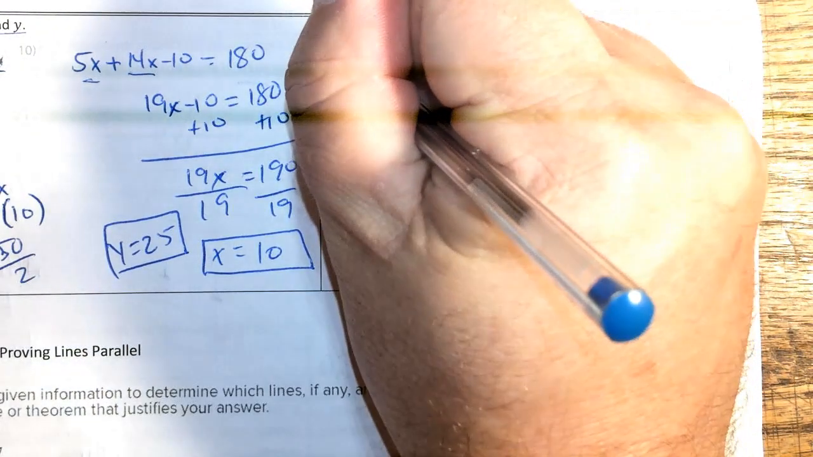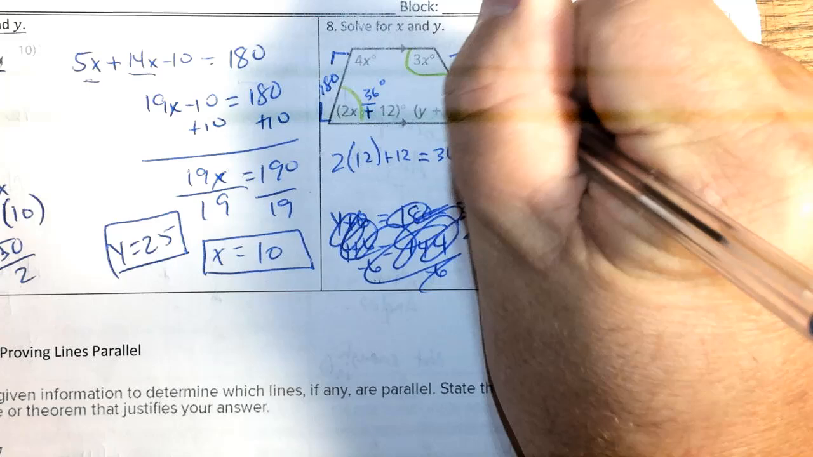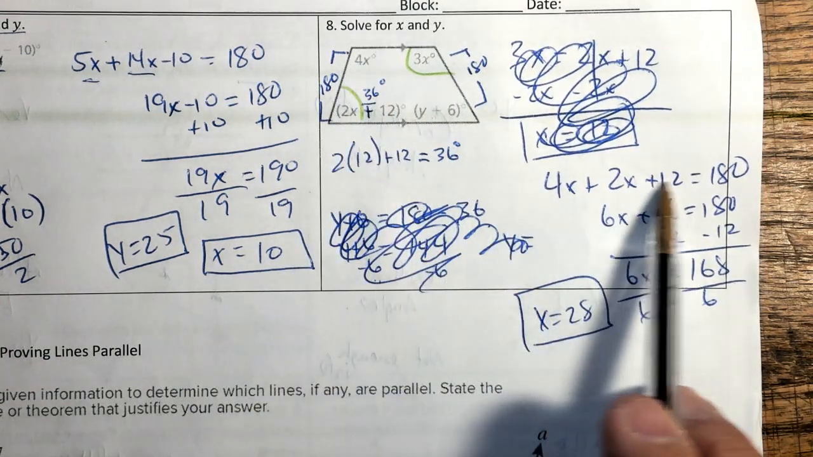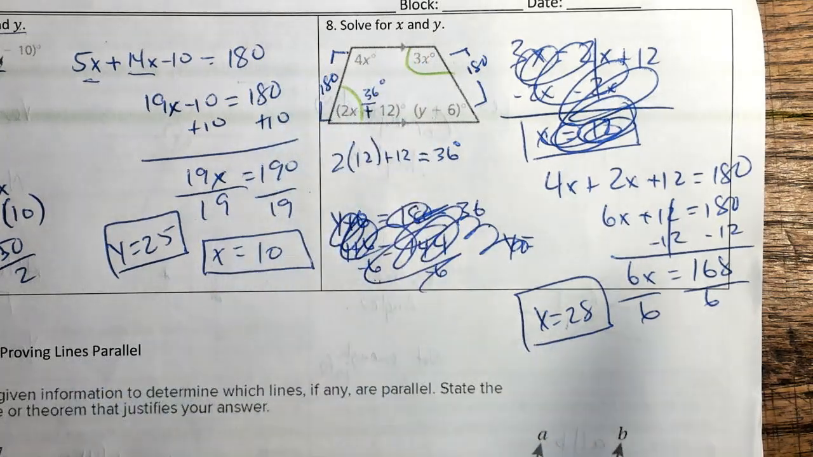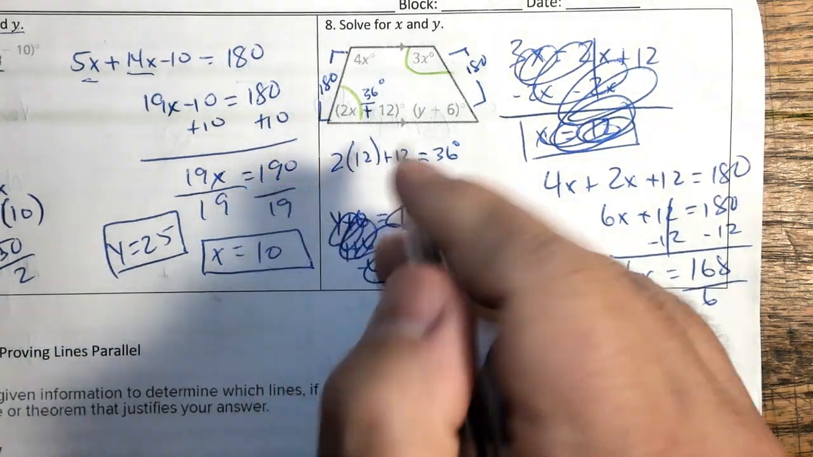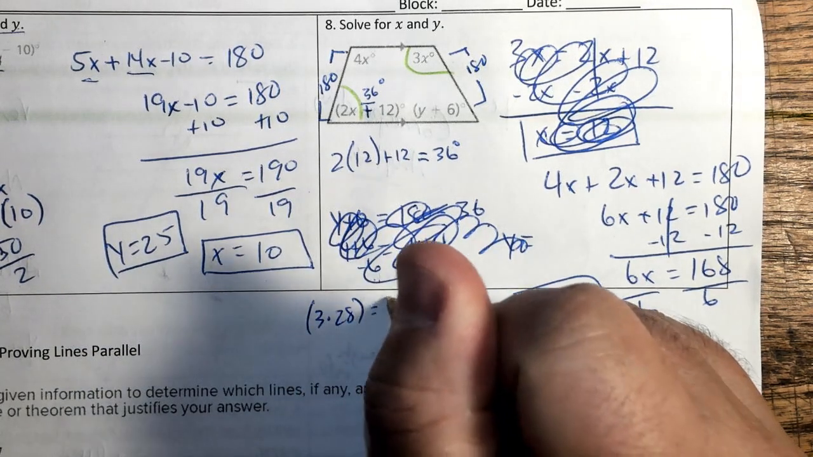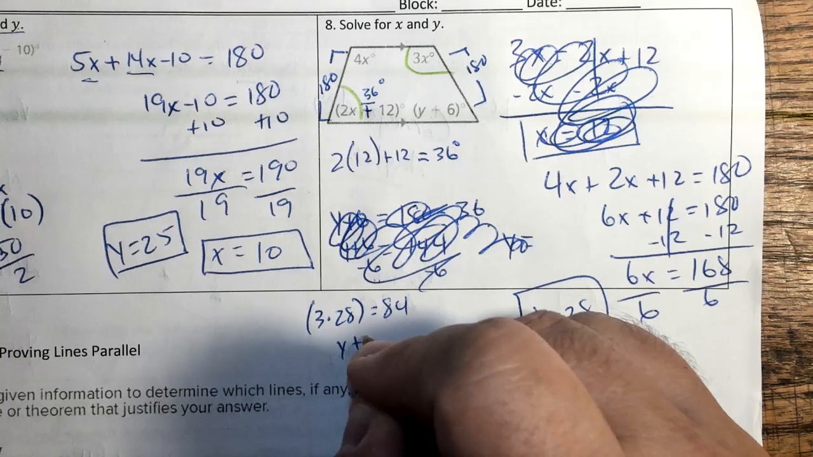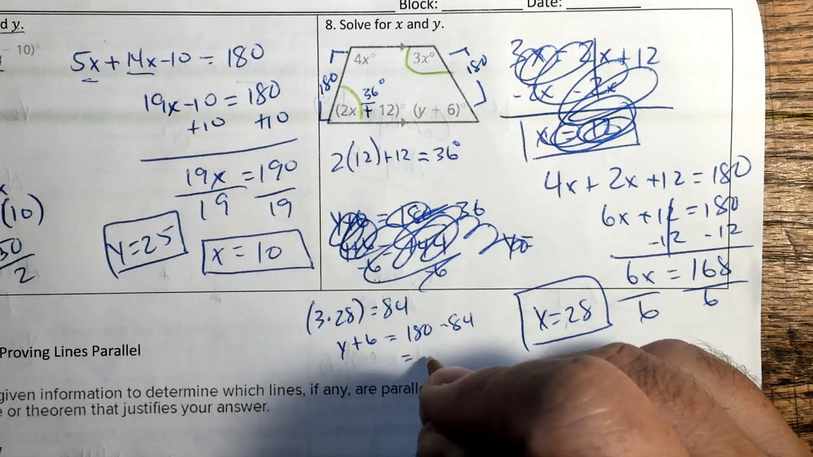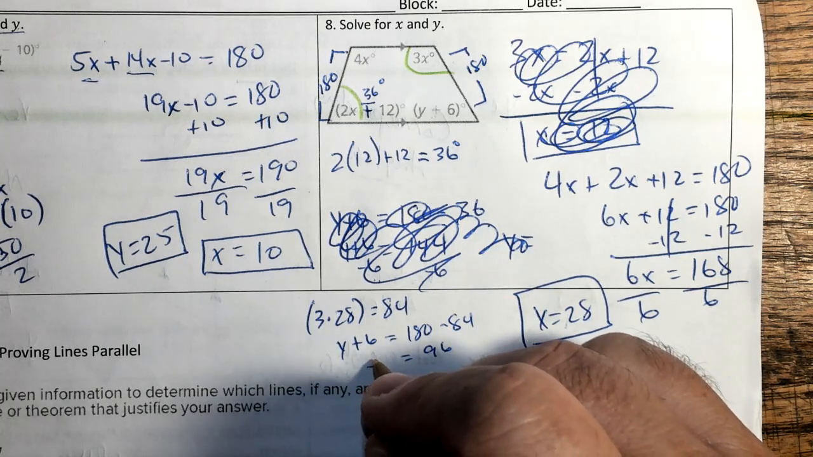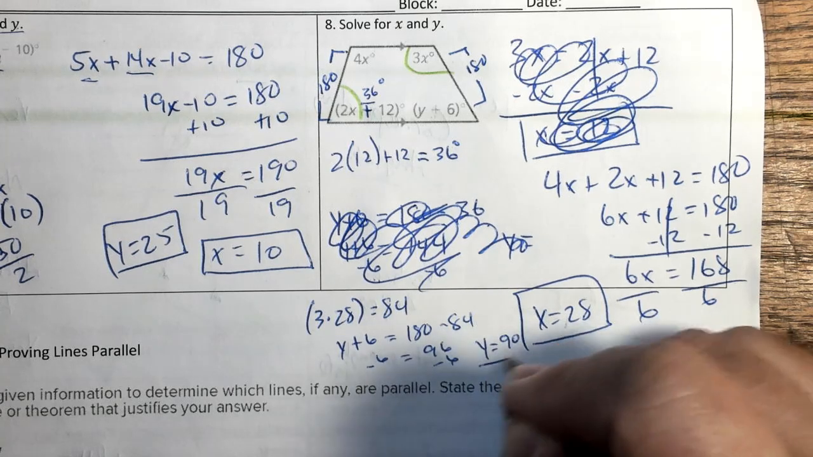So we took 4x plus this guy. These two equal 180. So this plus this is 180. Just like this plus this equal 180. So 4x plus 2x plus 12. We solved for x, got 28. Over here, sorry. So this angle here, 3x. So 3 times 28 equals 84. Then you get y plus 6 equals 180 minus 84. This is 96. Then if we subtract the 6 from both sides, y equals 90.